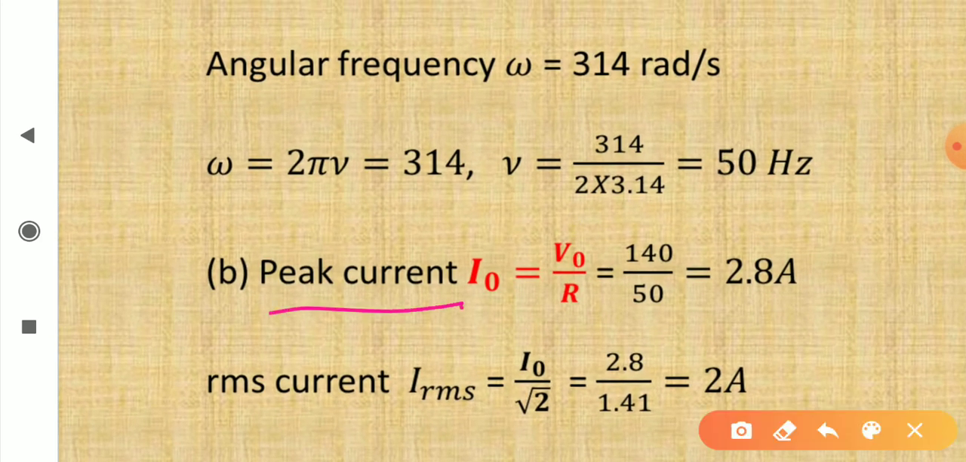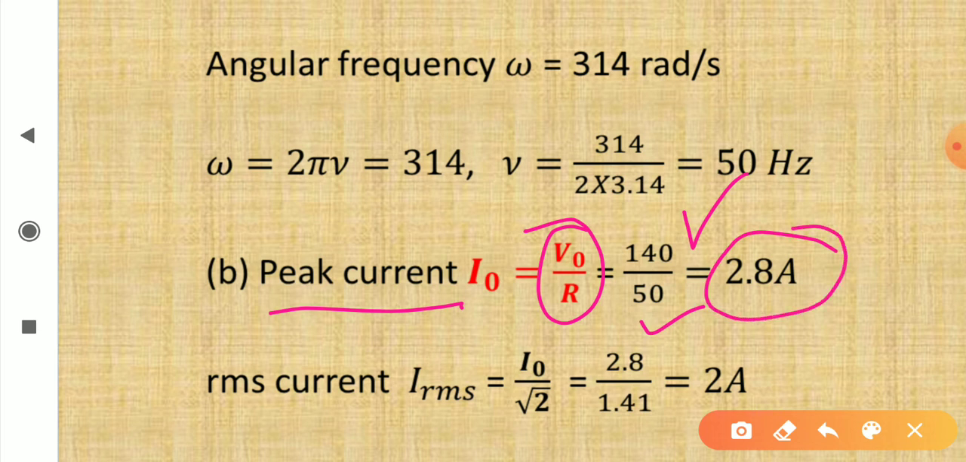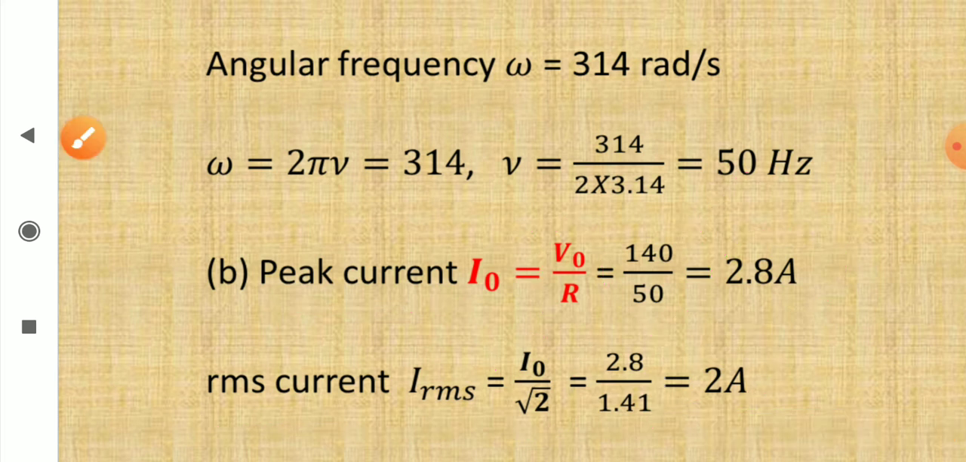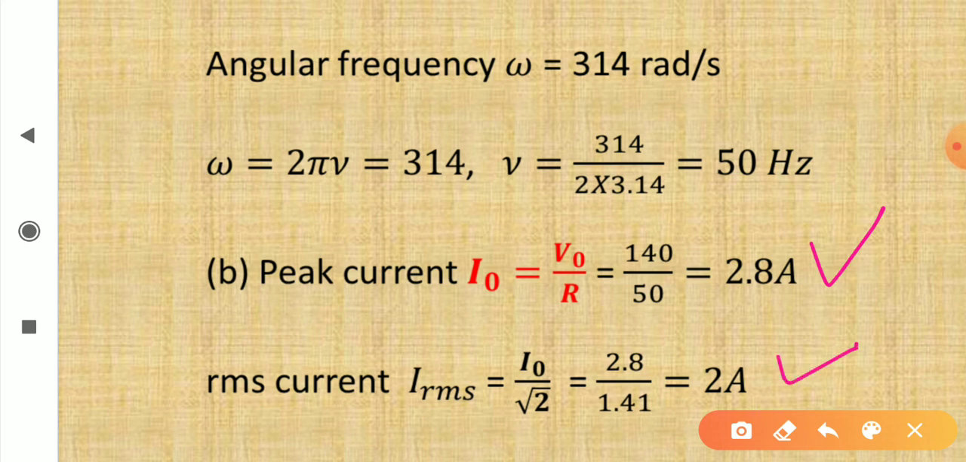Now peak current is peak voltage divided by R. Now peak voltage is 140 upon 50 ohm, that is 2.8 ampere. And RMS current is I0 upon root 2. So 2.8 divided by 1.41. This is nearly 2 ampere. So you can see that the peak current is much more than the RMS current, and peak voltage is much more than RMS voltage. So that is why AC gives you bigger shock.